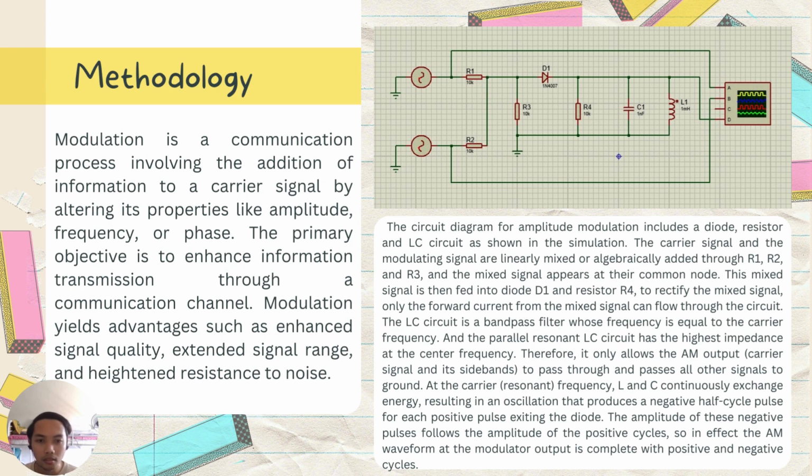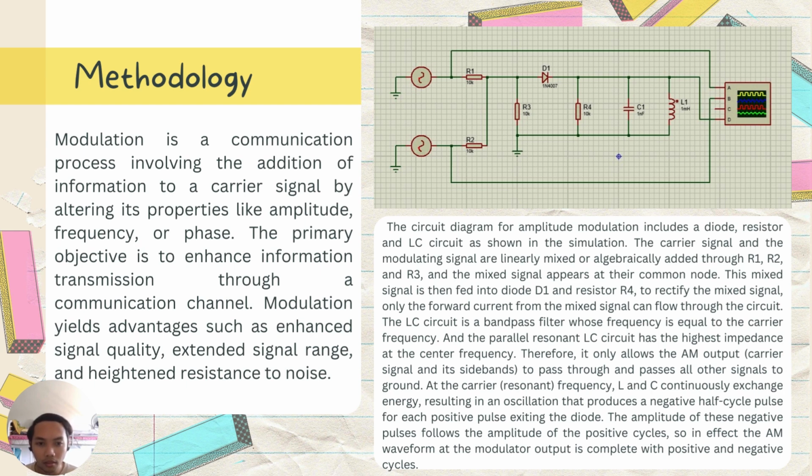The LC circuit is a bandpass filter whose frequency is equal to the carrier frequency, and the parallel resonant LC circuit has the highest impedance at the center frequency. Therefore, it only allows the AM output, which is the carrier signal and its sidebands, to pass through and passes all other signals to the ground.